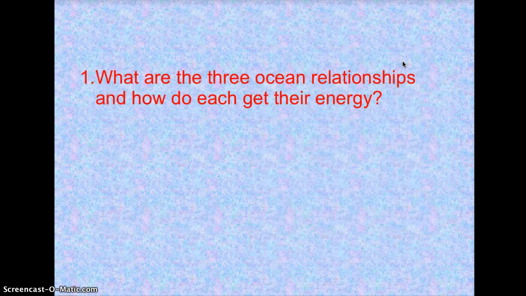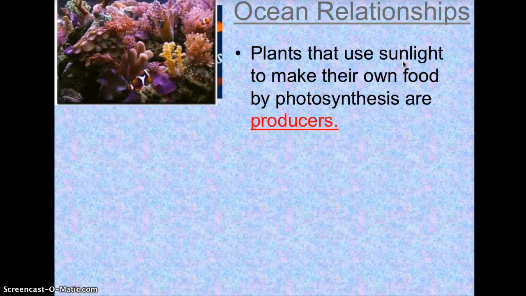Okay, the second question. What are three ocean relationships and how do each get their energy? When we're talking about energy, we're talking about what is consuming what or what is eating what, right? In order to survive, what do we have to do? We have to eat. Okay? So there are some organisms, however, that don't have to eat other plants and animals like we do. Those are called producers. And these are most of your plants that use the sunlight to create their own food using the process of photosynthesis. You've probably heard of that before.